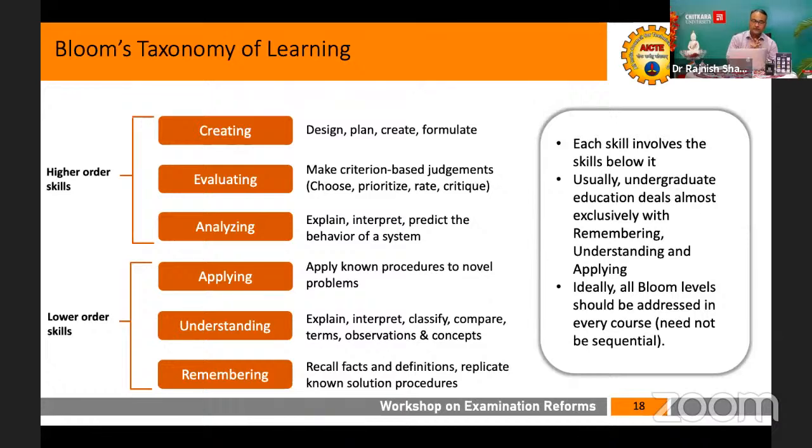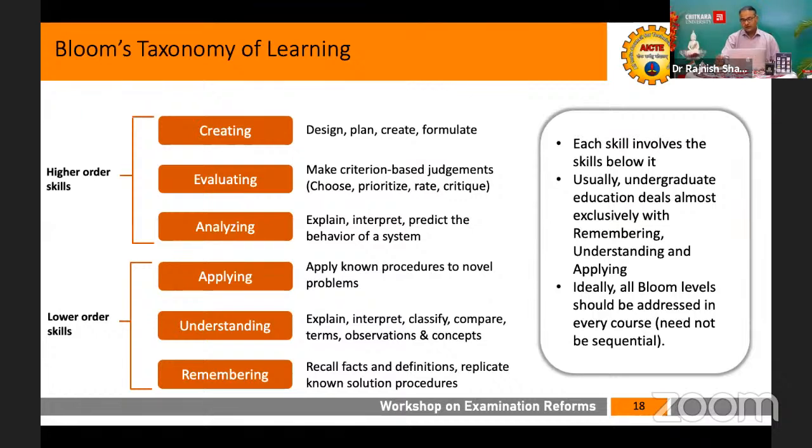Remembering. See, the common belief is that at the end of every course, there are some things which the student has to remember for the rest of his life. Likewise, I teach a course on, say, electronic devices, and I know a student must remember the energy band gap of the 2 most common semiconductors, silicon and germanium. Silicon energy band gap is 1.1 electron volt, and germanium energy band gap is 0.7 electron volt.